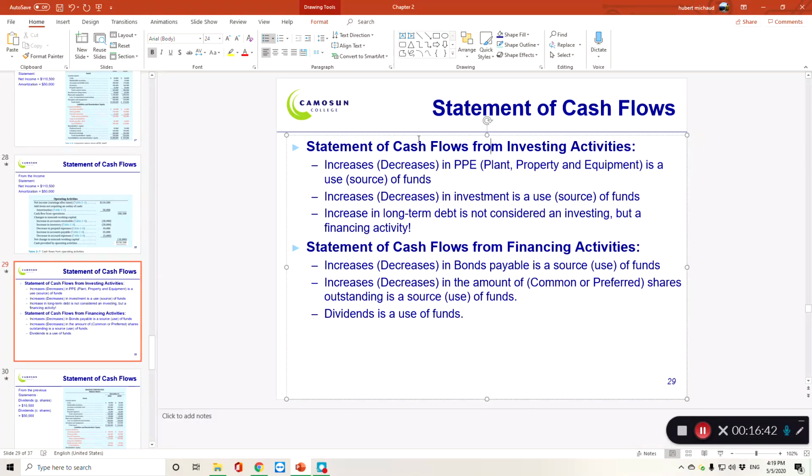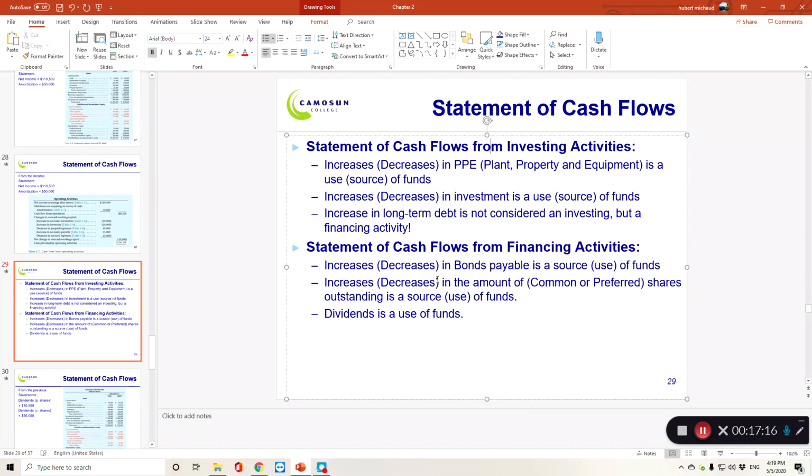If our PPE, our plant, property, and equipment, went up, we must have used funds in order for this PPE to go up. So any increase in the PPE is a use of funds. At the same time, if the PPE went down, we must have been selling this PPE, so it must be a source of funds. Same thing for investment. If our long-term investment went up, we must have been using cash to purchase these long-term investments. It's a use of funds.